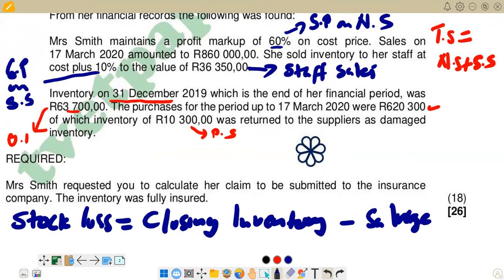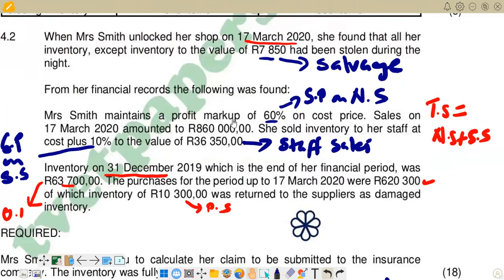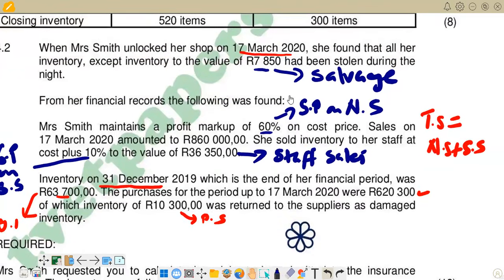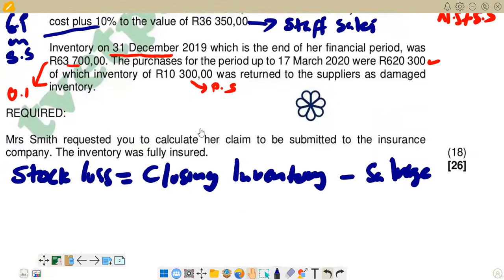So if you come to the question, you would see that the figure for salvage is this one, which is 7,850. So the figure that we need to find is the closing stock. And the closing stock, we can find it by preparing the trading account. But what we know is that the trading account is used to calculate gross profit.